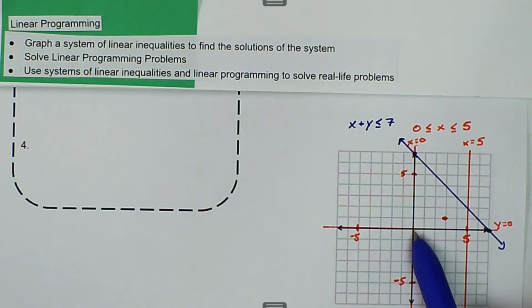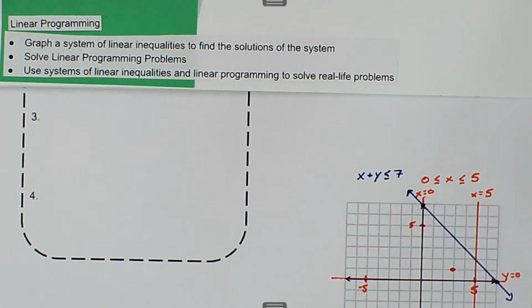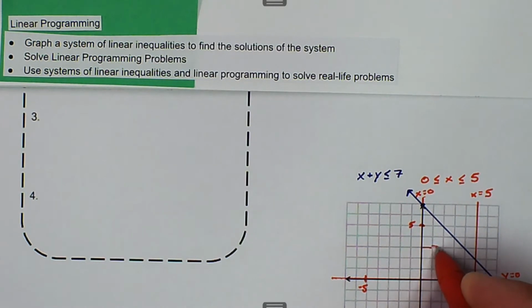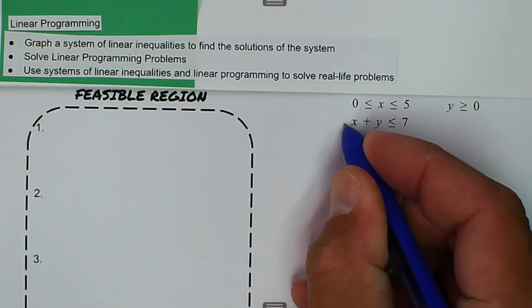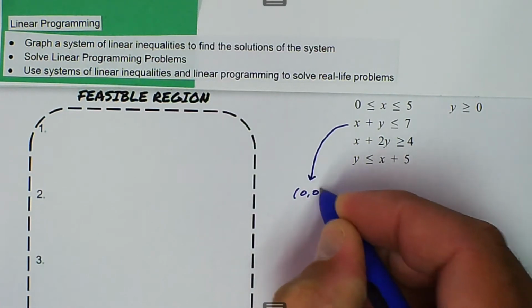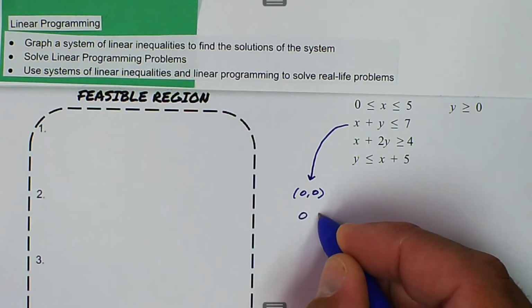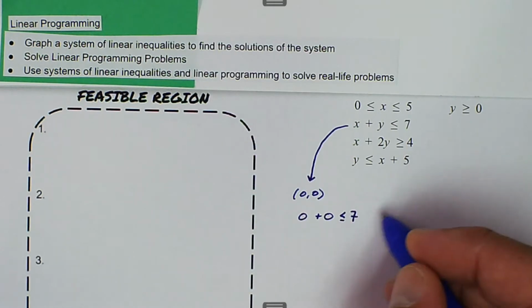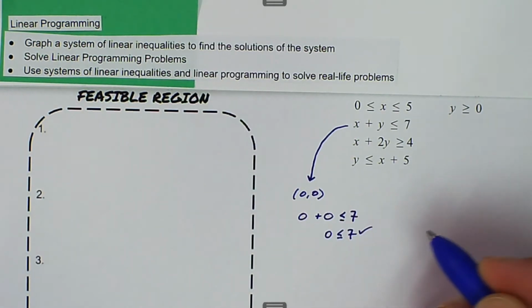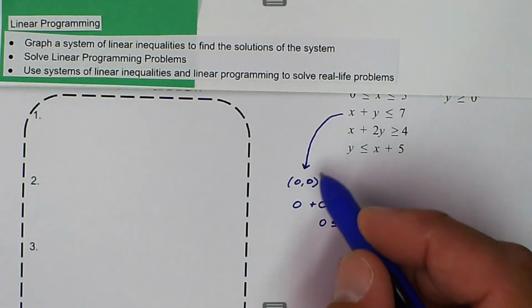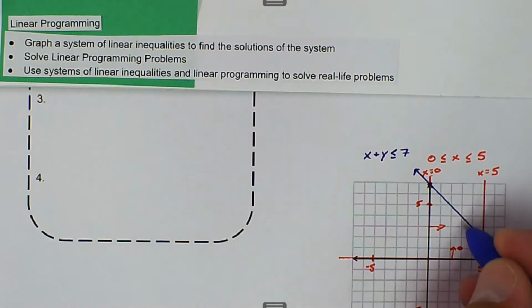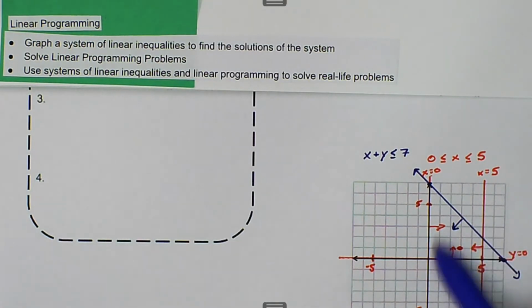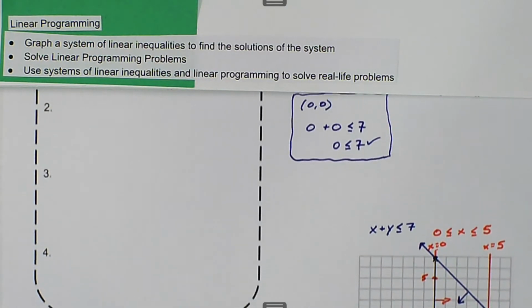A good point to pick is 0, 0, just to check which way we should shade. So far, we are right of that, above that, and to the left of that. If we substitute in 0, 0, we can check to see if it works. So 0 plus 0 is less than or equal to 7. So 0 is less than or equal to 7. That is true, so we want to shade to that side of the line. We can see our feasible region is starting to show up a little bit, but we do have a couple more constraints to check.